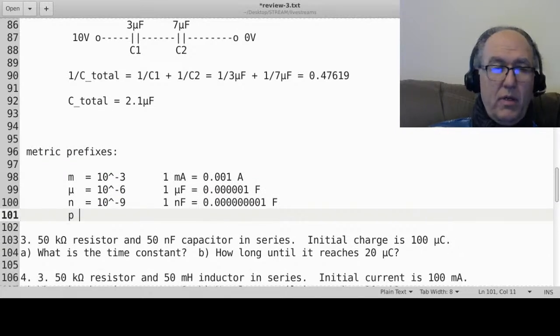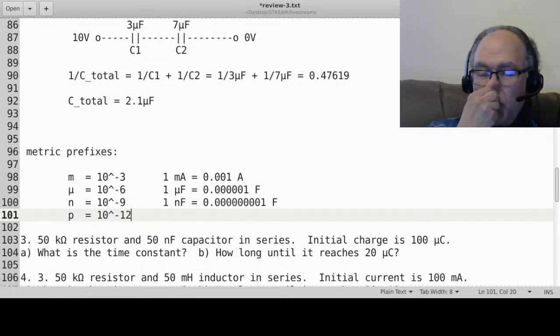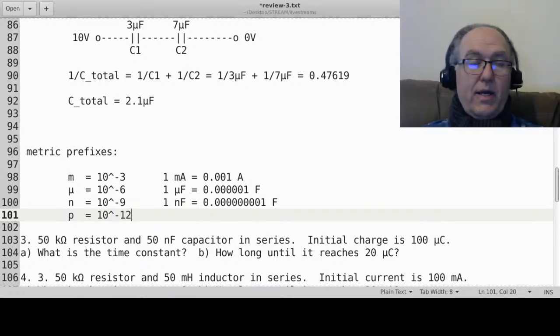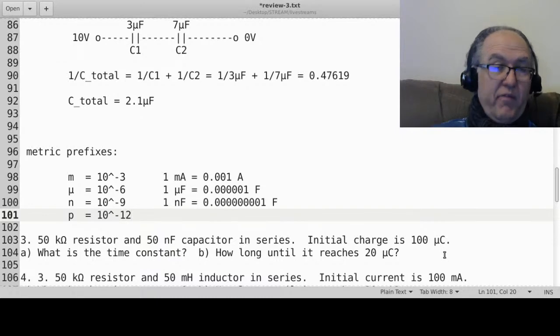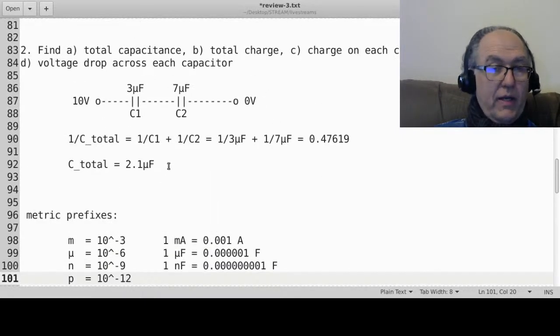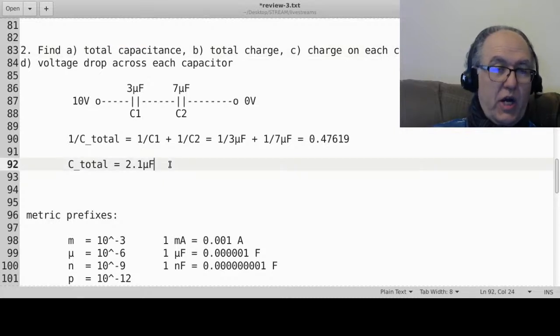I don't know if we had pico in this class, but if we did, that would be 10 to the minus 12. You can get capacitors down into the picofarads. So great, there's the total capacitance. That's one. What's the total charge?